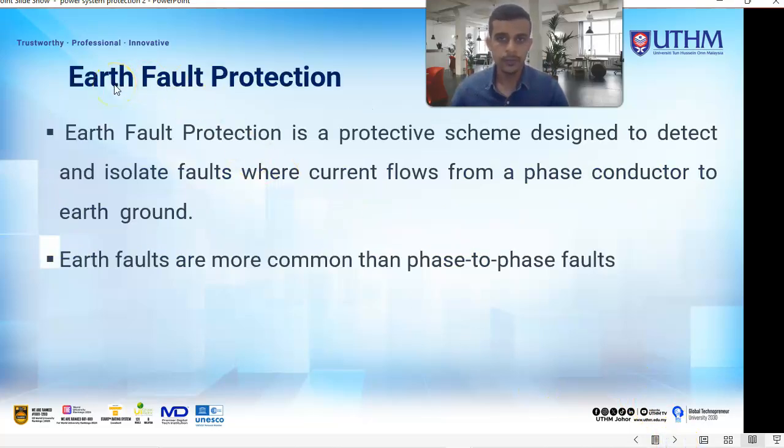Now for earth fault protection. So what is earth fault protection? Earth fault protection is a protective scheme designed to detect and isolate faults where current flows from a phase conductor to earth ground. Earth faults are more common than phase-to-phase faults.